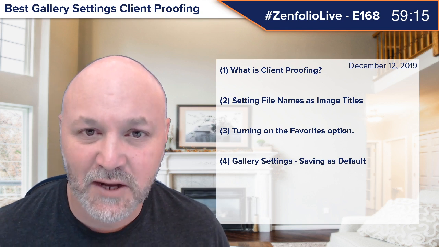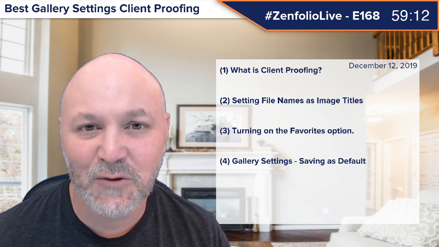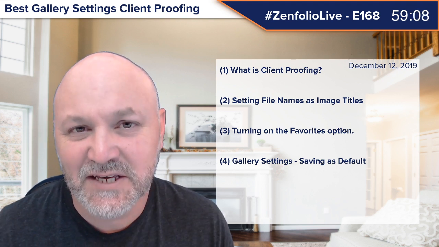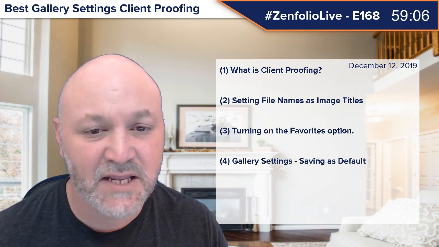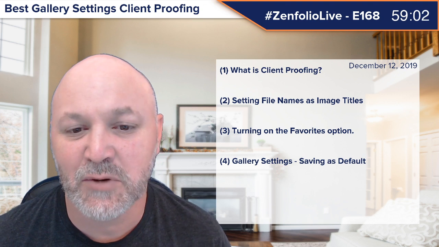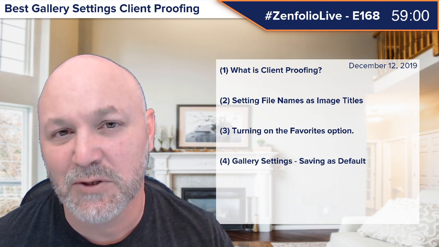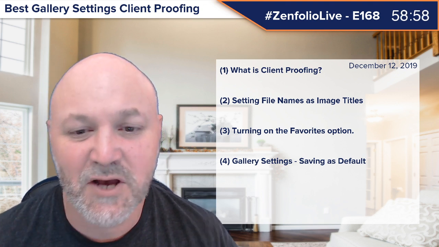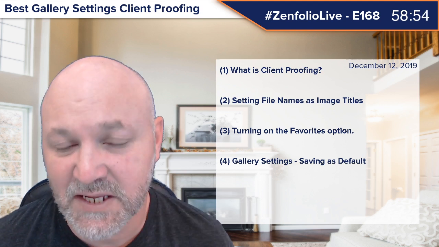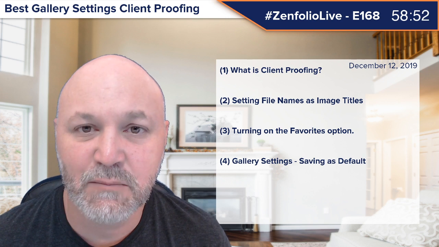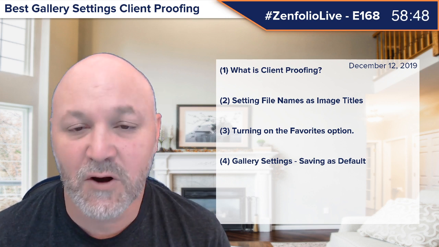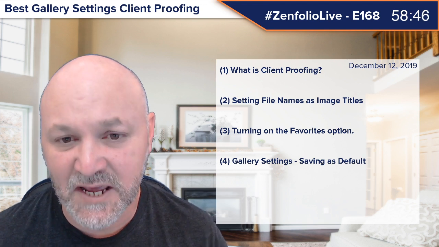Today, we're going to be talking about the best gallery settings for client proofing. So I'm going to talk about what exactly is client proofing, setting your file names as your image titles, and why you want to do that. I'm going to show you how to turn on Zenfolio's built-in proofing favorites option. And then we're going to talk about the gallery settings. I'm going to show you some of the best settings that I recommend using, and then I'm going to show you how to save those as your gallery default. So that's the stuff that we're going to be going through today.